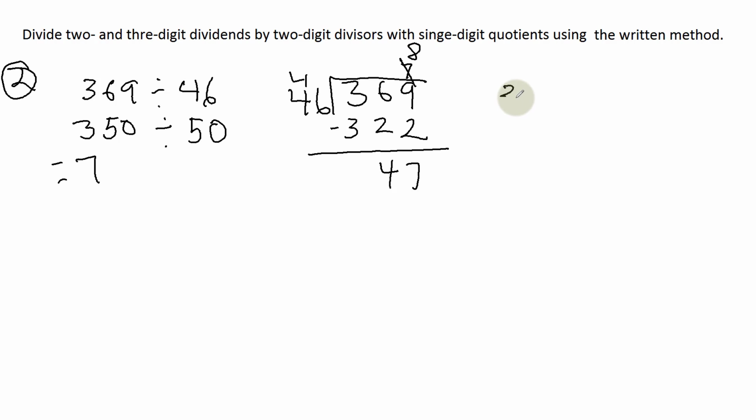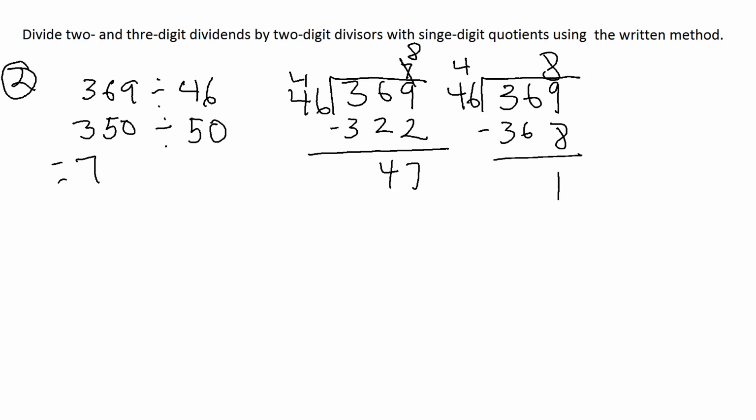So let's take a look and see what happens when we do 369 divided by 46, and we call it 8. 8 times 6 is 48. 8 times 4 is 32. 32 plus 4 is 36. And sure enough, we are left with a remainder of 1. Check by multiplying will confirm 369.